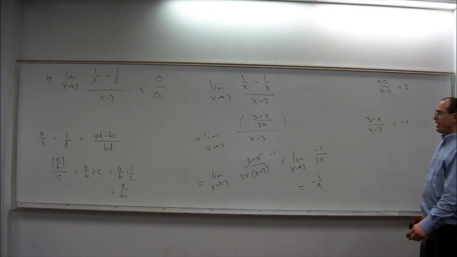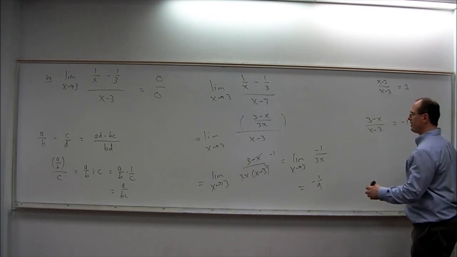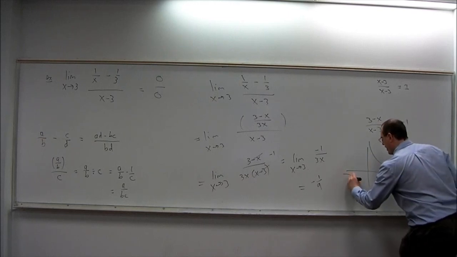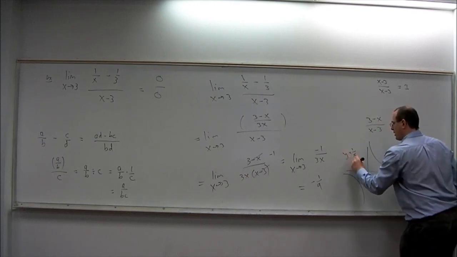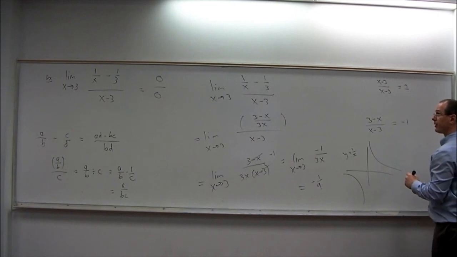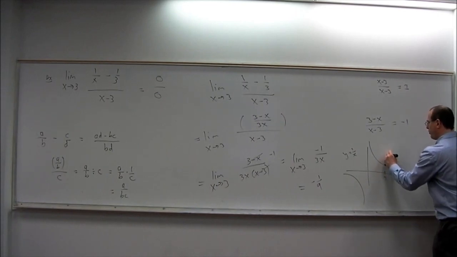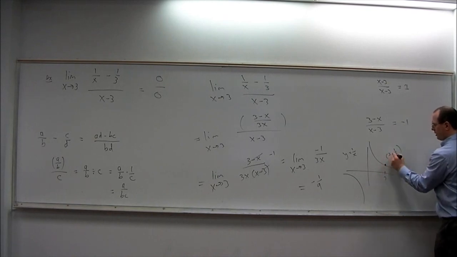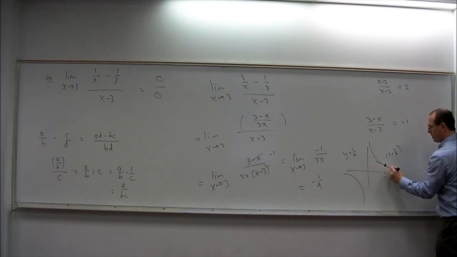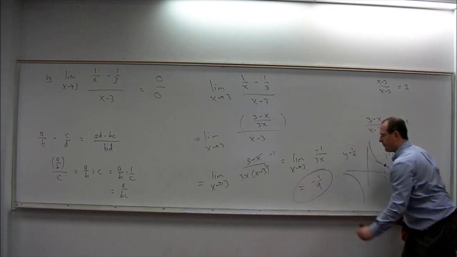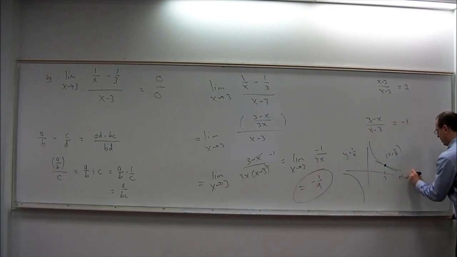Negative 1/9. And this limit also comes from finding the slope of a curve at a point. The curve is y equals 1 over x. At the point where x is 3, y is 1/3. Point (3, 1/3), the slope of the tangent line right there, you can clearly see in the picture that it's negative, and according to our calculation, it is negative 1/9.